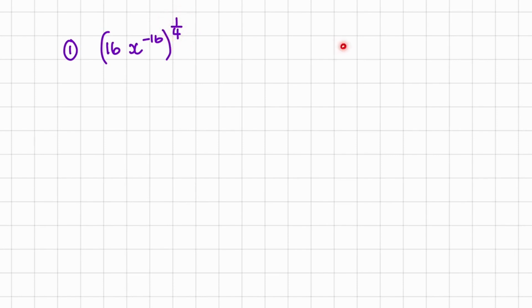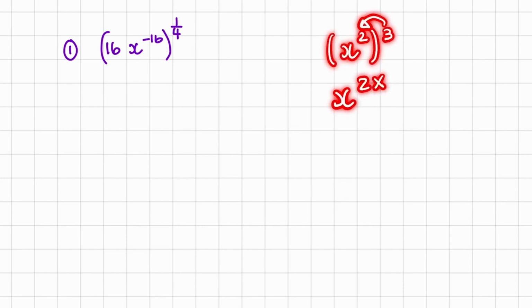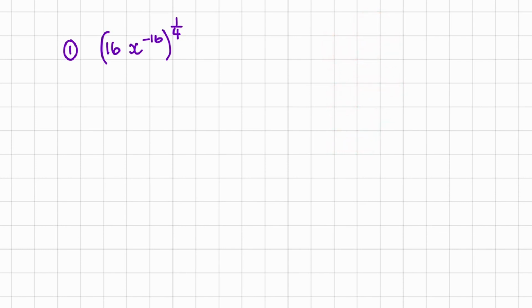Now, normally if we had brackets, we know that we can remove the brackets by multiplying the exponents. So this would be x to the power of 2 times 3, and that becomes x to the power of 6. So we are going to take this exponent of a quarter and multiply it with the exponents on the inside of the bracket. But I also notice that I can rewrite 16. So 16 can be written as 2 to the power of 4.